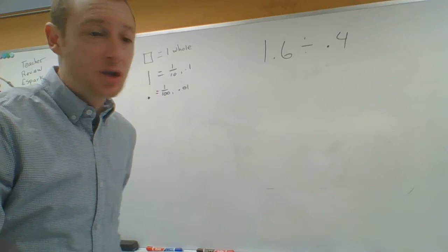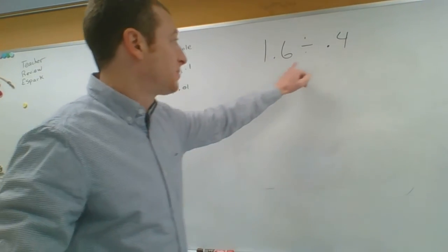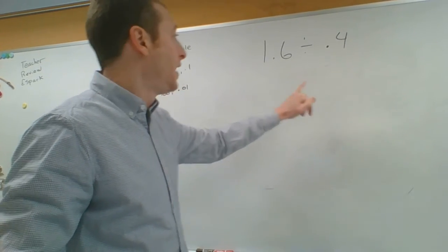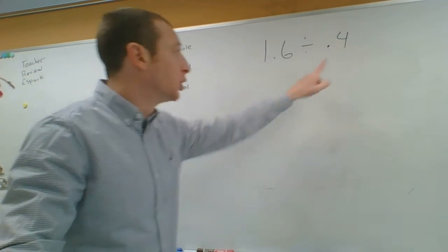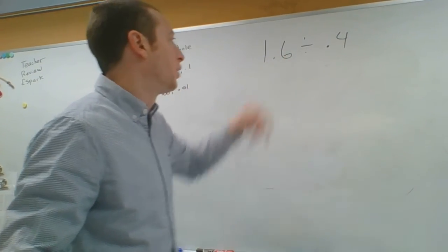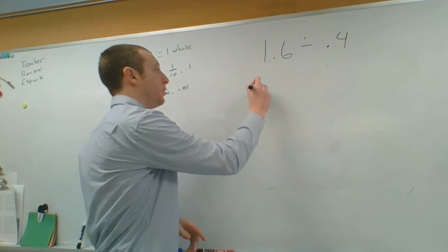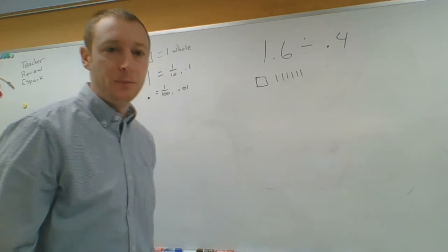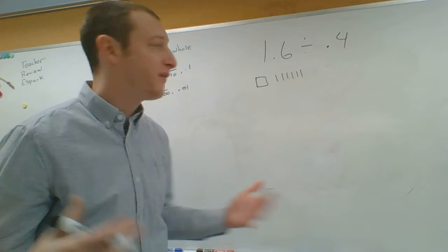All right, now we're going to get a little trickier. Now I'm dividing by a decimal. So now I'm not splitting it up into 0.4 groups, I'm actually splitting this up into 0.4s, right? How many groups of 0.4 are in 1.6? So again, first, let's just draw it. I've got 1 whole, and I've got 6 tenths, 1.6. And I want to split these into groups of 0.4.